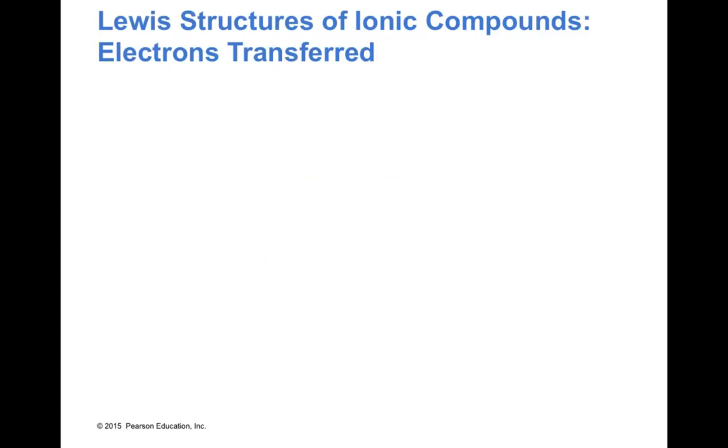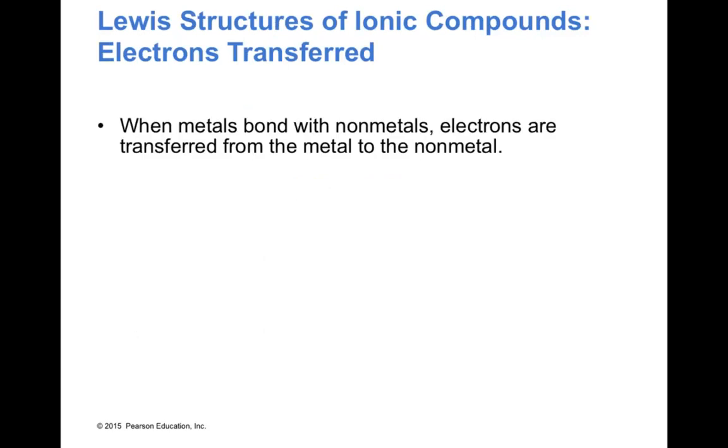Lewis structures of ionic compounds: electrons transferred. When metals bond with nonmetals, we are creating an ionic compound, and the electrons are transferred from the metal to the nonmetal. Remember that metals will always produce cations. That means that those metal elements will release an electron. When they release at least one electron, you're going to create a positive charge that is known as a cation. And remember that all the metals are on the left side of the periodic table, while the nonmetals are on the right side. Those nonmetals tend to gain electrons to produce an ion.